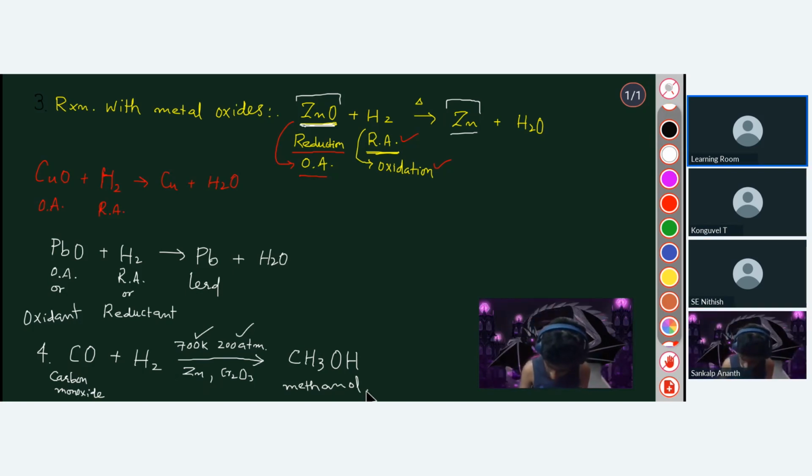So that means you can prepare this alcohol methanol by treating this carbon monoxide with hydrogen at a very high temperature, that's 700 Kelvin and 200 atmospheric pressure, in presence of zinc oxide and chromium oxide, which act as catalyst. Got it? Okay.